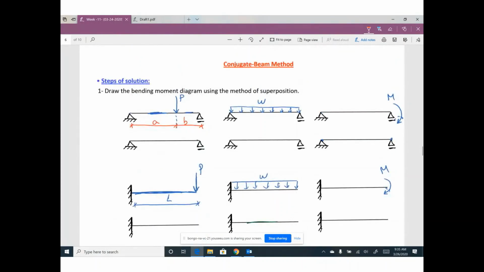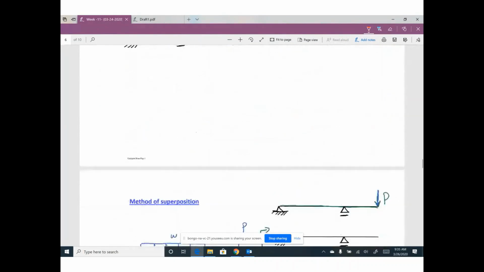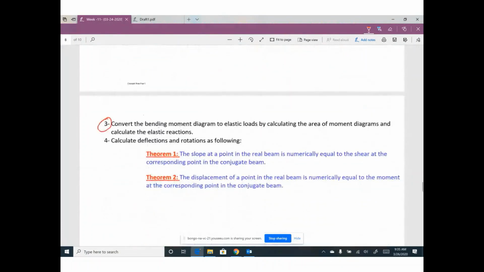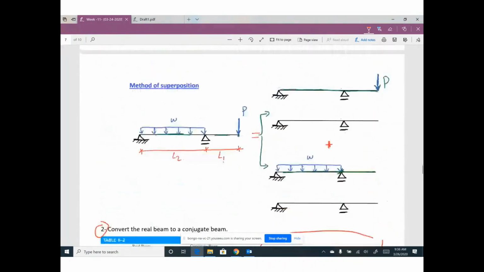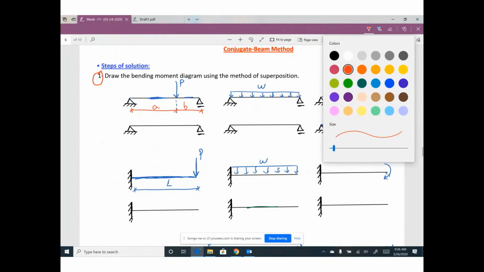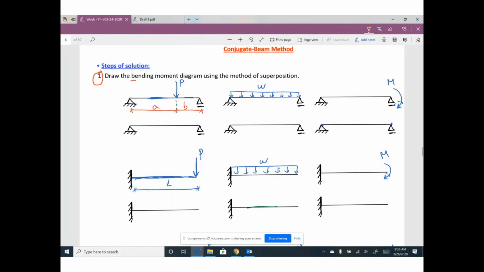We have some steps: 1, 2, 3, and 4. We have 4 steps, and we need to follow them. I will cover today the first 2 steps. First step, you have to draw the bending moment diagram of your beam, but with a new method called the superposition method. And these diagrams will be given in the exam. You don't need to remember all of them.